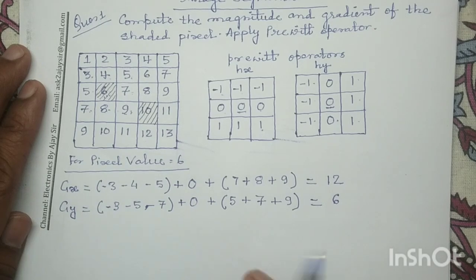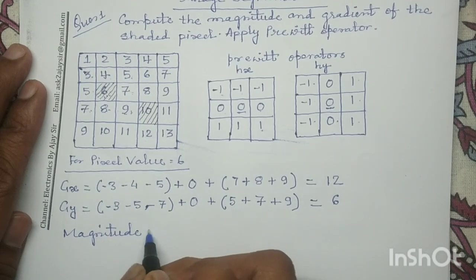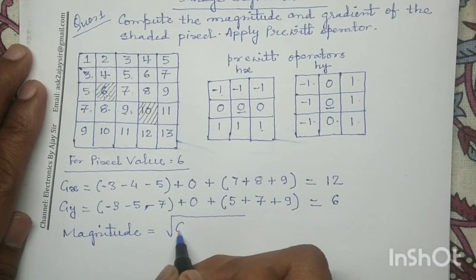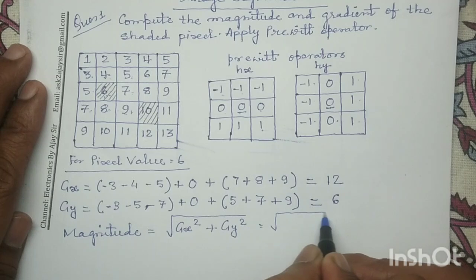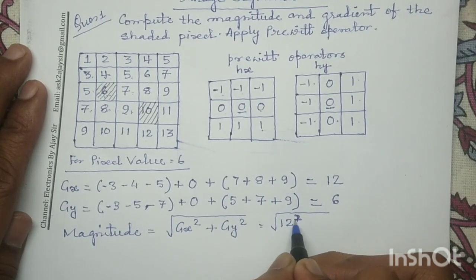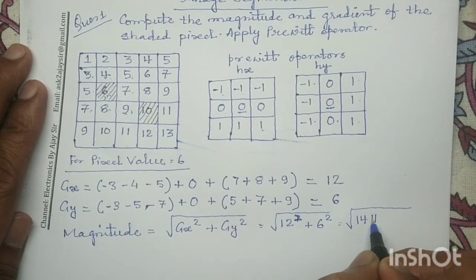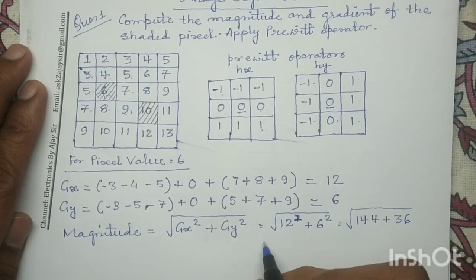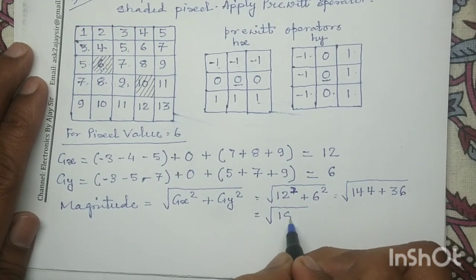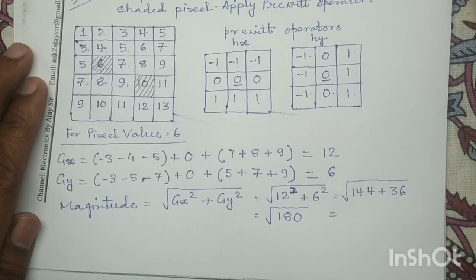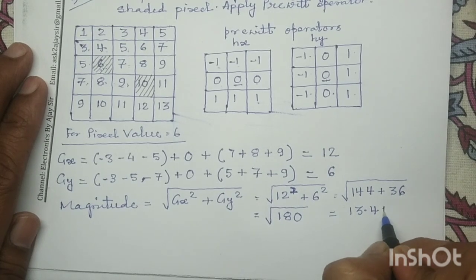Now in order to compute the magnitude, the formula of magnitude is the square root of gx square plus gy square. It means the square root of 12 square plus 6 square. 12 square is 144, and 6 square is 36. So it becomes the square root of 180, and up to 2 decimal places, my answer is 13.41.